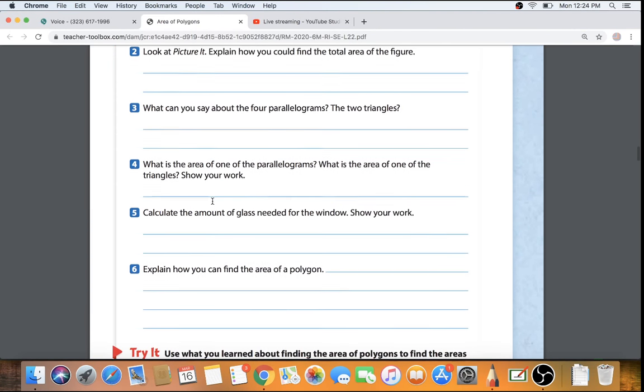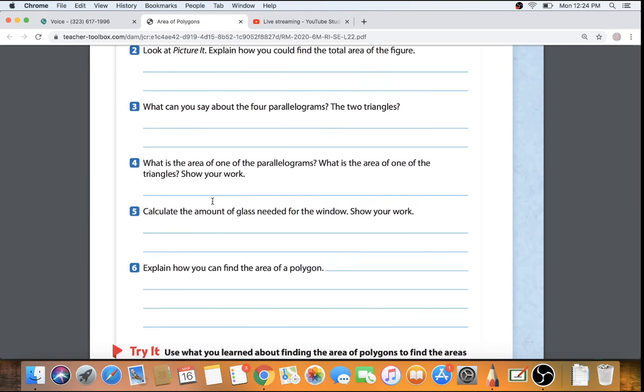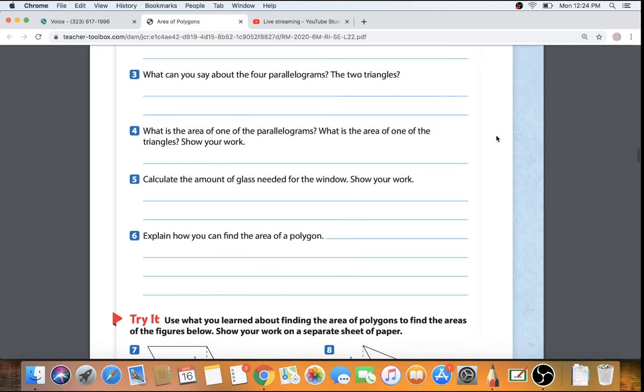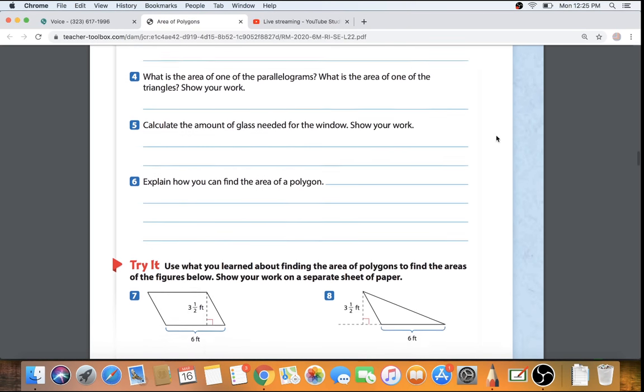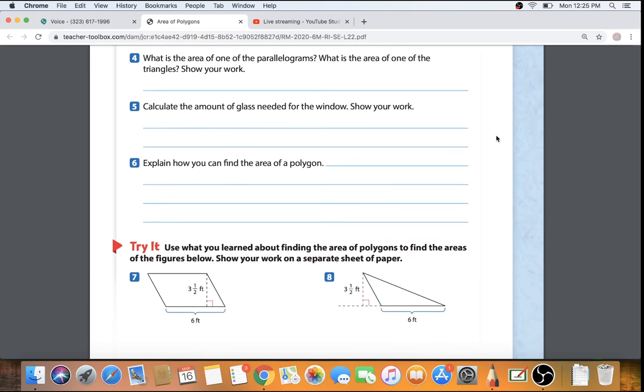For part four, it's asking you what is the area of one of the parallelograms and what is the area of one of the triangles. And when you show your work here, I guess you can write it on the side of the paper. If not, you can use scratch paper and just hold on to it, and I can have it count for your grade for that part. So just make sure you have your scratch paper saved. I should have said that earlier. Now, number four. We did number four.